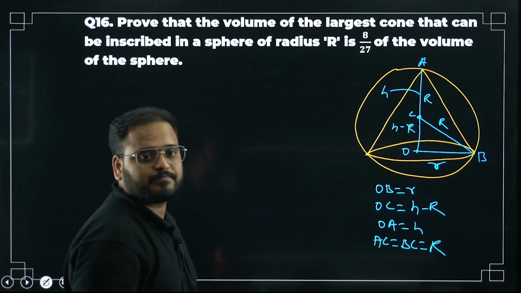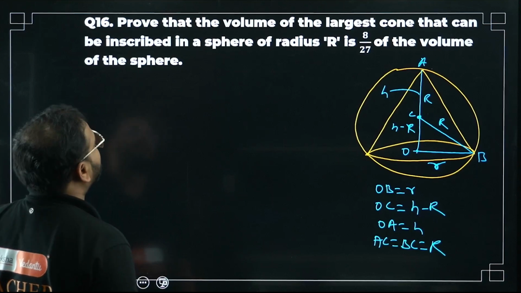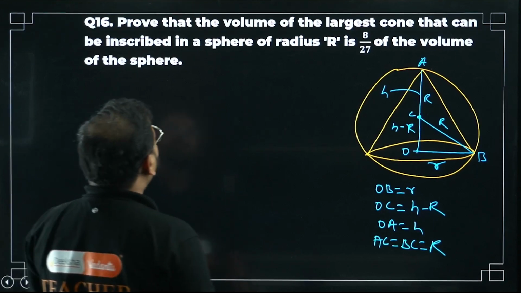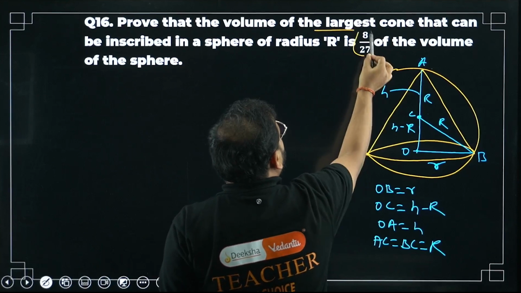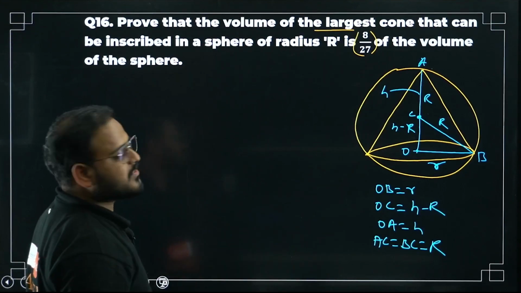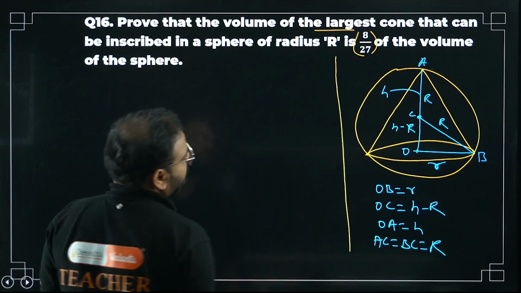I hope this is clear. Clear now? Let's move on to the question statement now. We have to prove that the volume of the largest cone is always 8/27th part of the volume of the sphere in which the cone is inscribed.